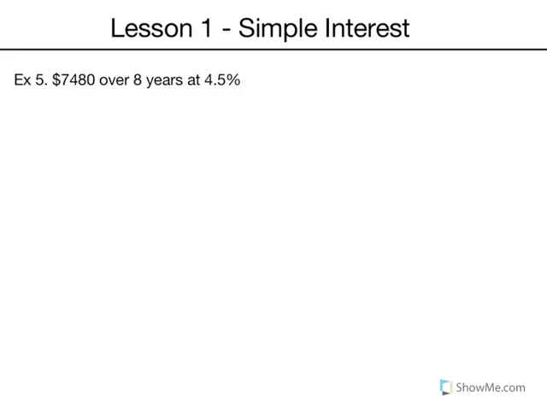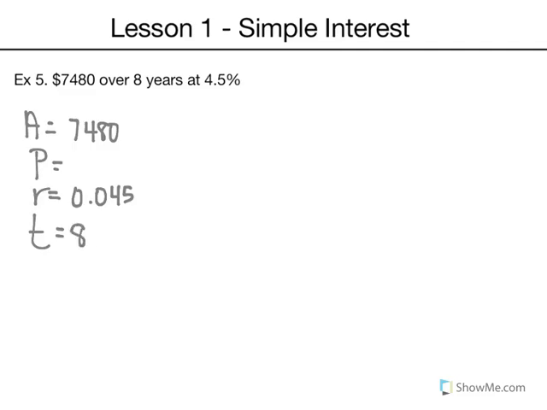Alright, for our example 5, you have a GIC that grows to $7,480 over 8 years at a rate of 4.5%. How much did you initially invest? So we have A is equal to 7,480. P, we don't know. R is 0.045. And T is equal to 8. So, because we're looking for P, it's easier to use A is equal to P bracket 1 plus RT. Just because there's one P in this one instead of 2.